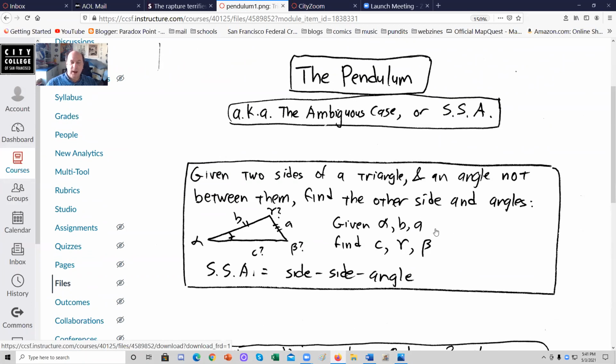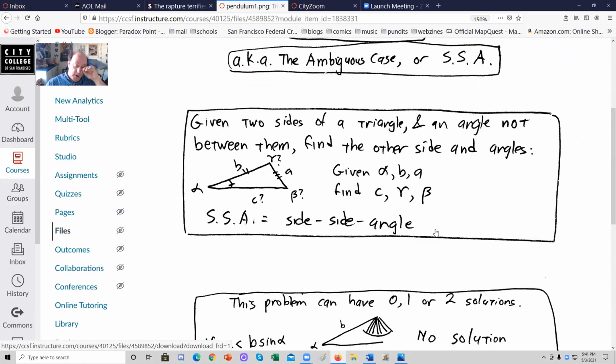So side-side-angle. And we've done this before using the law of sines. You have side A here and alpha here. Well, here's B, and therefore from this and this, we can find sine beta. That gives you two values for beta, an acute angle or an obtuse angle. From that, gamma, and then from A, B, and C and beta, you can get C.